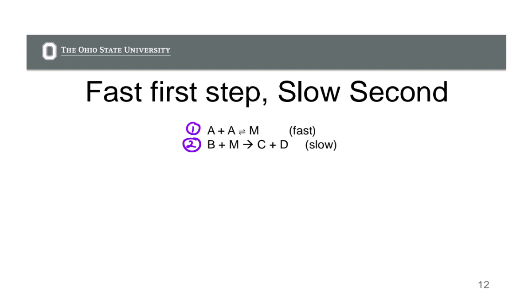So for this type of problem where we have a fast initial step, we are going to need to use that piece of information, because if we write the rate law based only on the slow step, we would get rate equals K, and we're going to call this K2, times the concentration of B times the concentration of M.